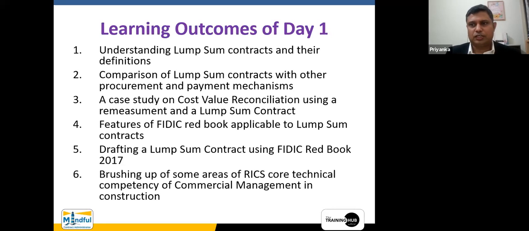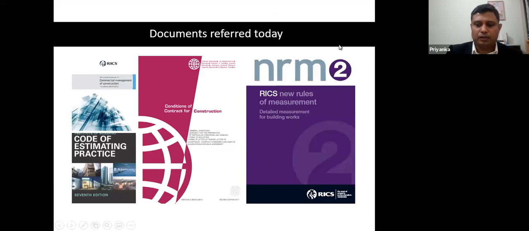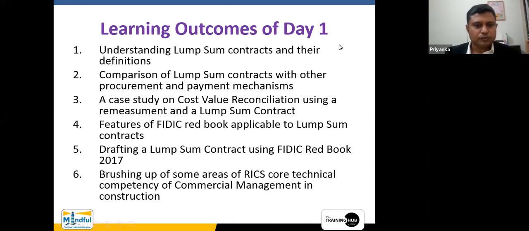As opposed to JCT, we don't have a separate standard form issued by FIDIC for lump sum contracts. So it is going to be a particular condition of contract that we normally apply within FIDIC, right? It is the one-fits-all type of standard form of contract when you talk about the FIDIC 2017 Red Book. And then we are moving on to drafting a lump sum contract using FIDIC Red Book.